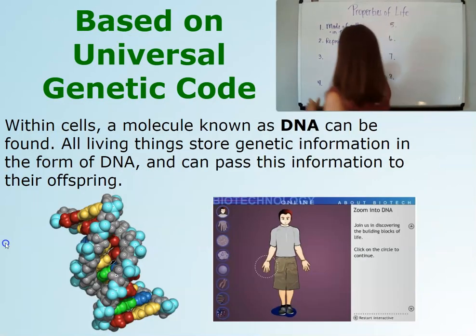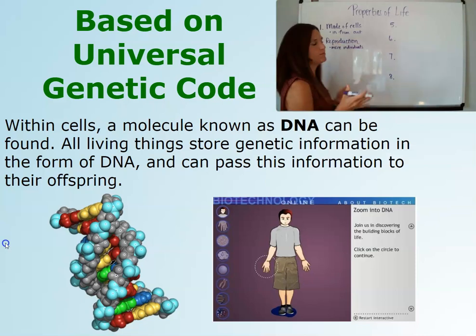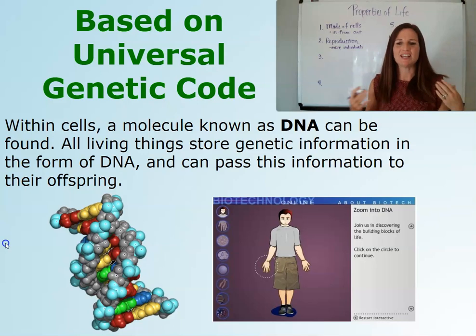Okay, so reproduction, we'll say, is passing along or more, because we need to keep making more and more and more individuals. Okay, so our next one is that all life is based on the universal genetic code.